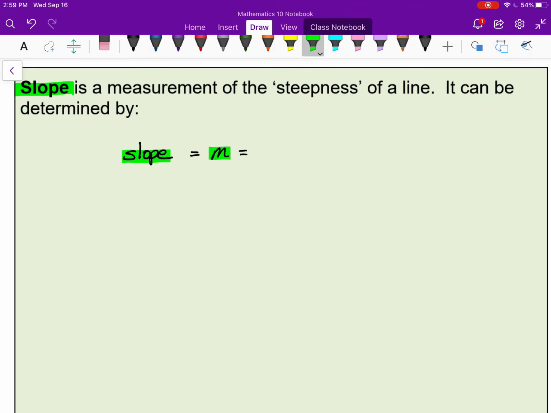But more importantly, what we do is we find the vertical change of something, and we divide by the horizontal change. But I'm going to write a few things down here. So when we have some sort of relationship, we see how much it changes vertically, up and down, and divide that by how much it changes horizontally. And that number we get is the slope.